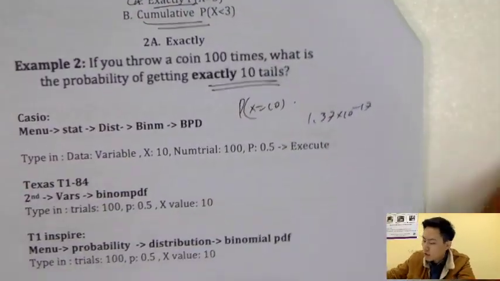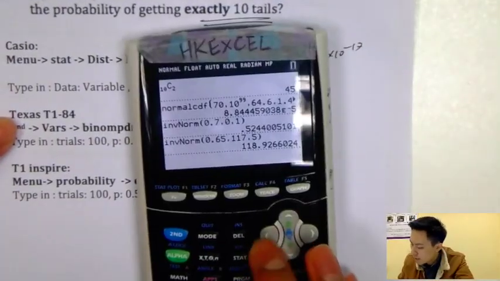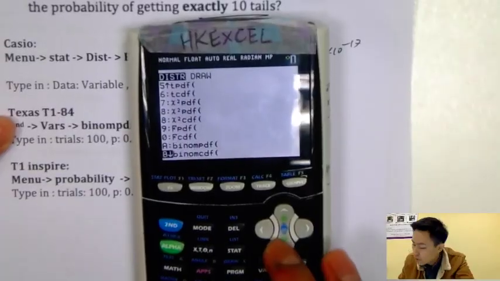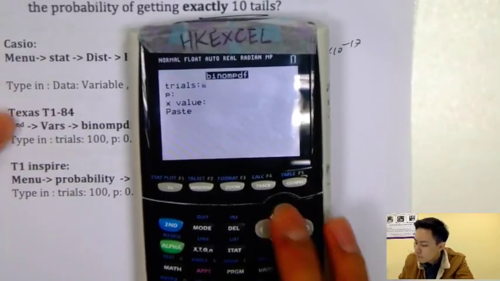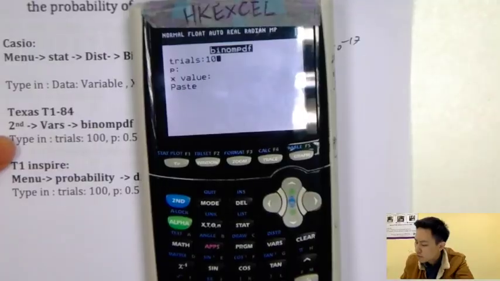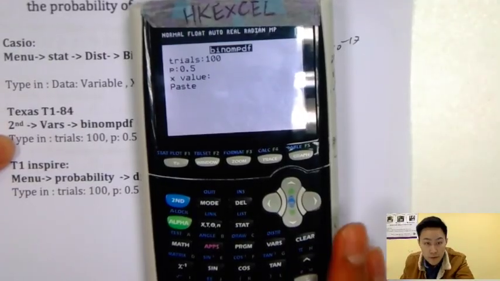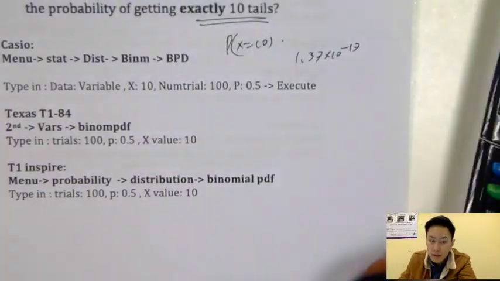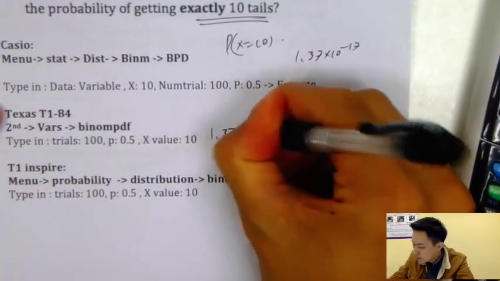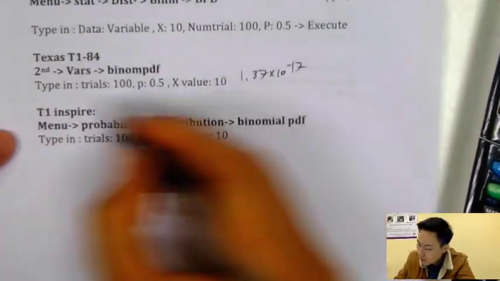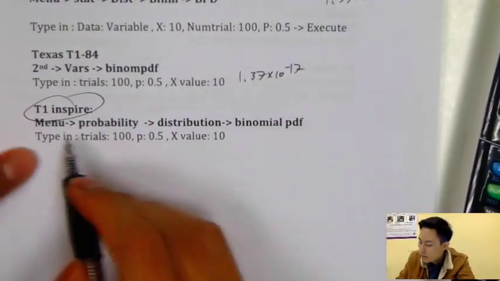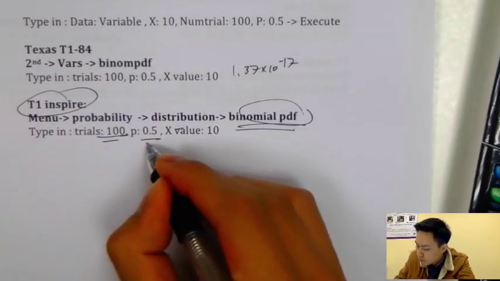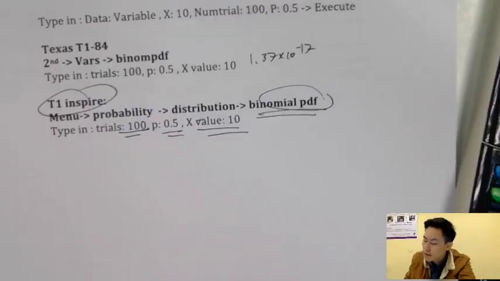But for the Texas model, you have to go to second vars, and then we go to binomial PDF, right? For the number of trials, you type in 100, for P you type in 0.5, and X value you type in 10, yeah? So enter, then you get the same value again, 1.37 times 10 to the power negative 17. Last one, for the TI-Nspire, manual probability distribution, and then binomial PDF. You type in the trials, 0.5, and then X equals 10, and you get the same answer, okay?